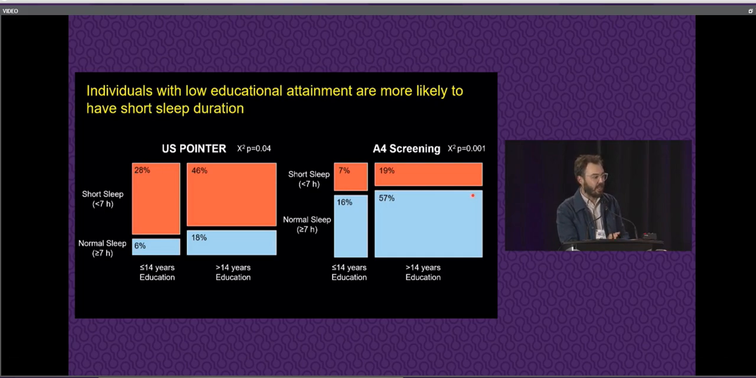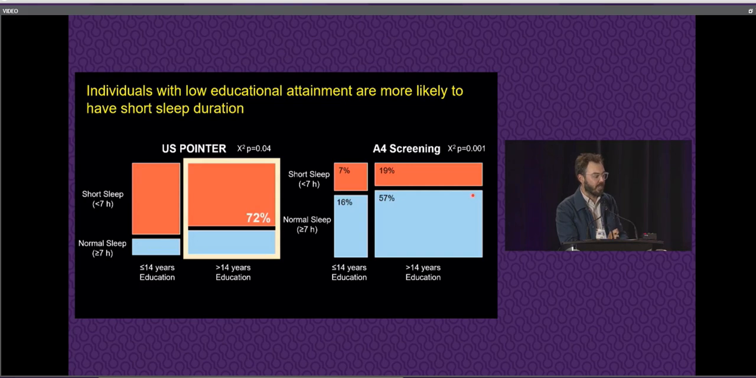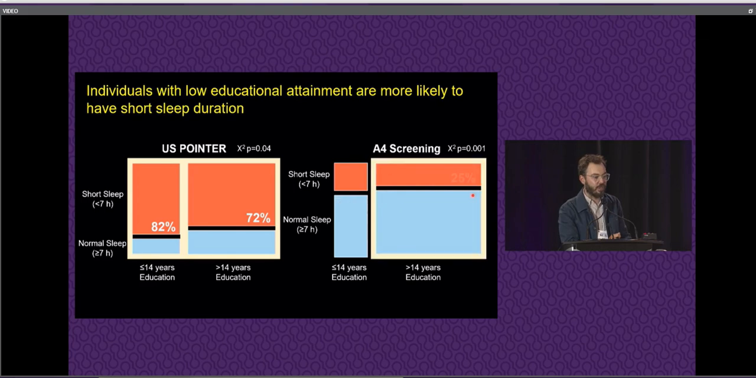So you can see in the red that the short sleeper proportion is much higher in Pointer than in A4. You can also see that there's somewhat higher proportion of people with lower than 14 years of education, but the patterns between education and sleep are the same in both cohorts, where you see 72% of people in the high education group in Pointer are short sleepers, but it just goes up to 82 in the low education group. In A4, we see 25% in the high education group, and then 31% of the low education group are short sleepers.